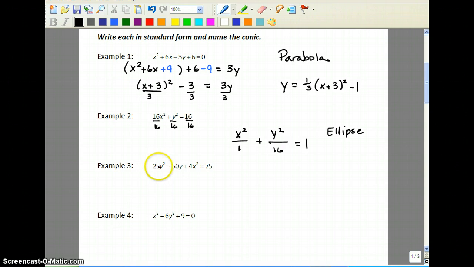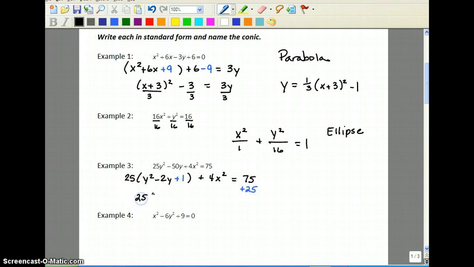In number 3, again, you have two letters that are squared, and neither of those squared things are negative. So it's either an ellipse or a circle. Not sure which. I notice I have a middle term, so I'm going to have to complete the square for the y, but there's no middle term for the x, so I shouldn't have to complete the square for the x. So we'll take the 25 out and get y squared minus 2y, leave some space, plus 4x squared equals 75. Complete the square with a 1, but that's really 1 times 25, so over here I'm going to add 25.